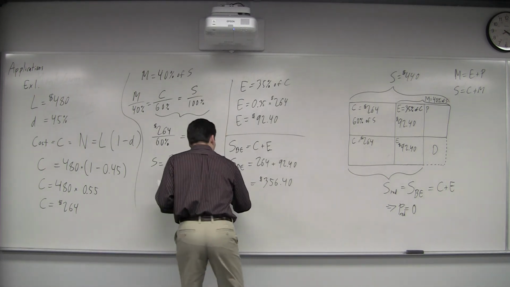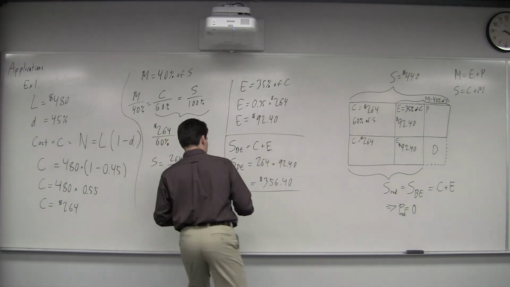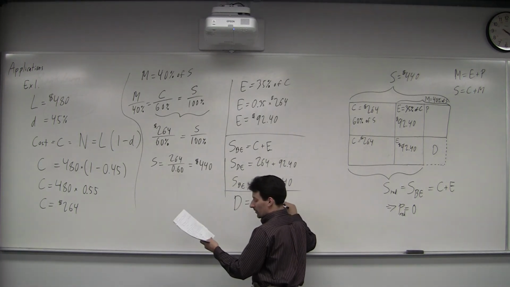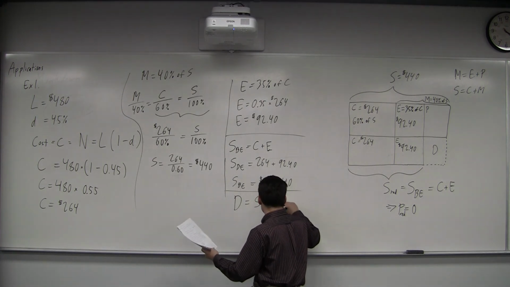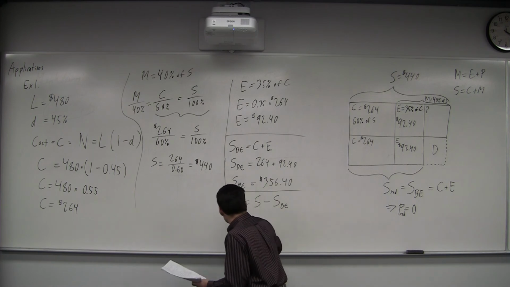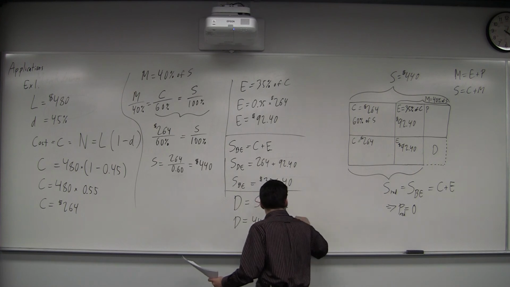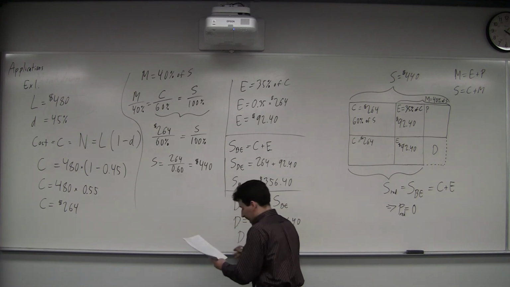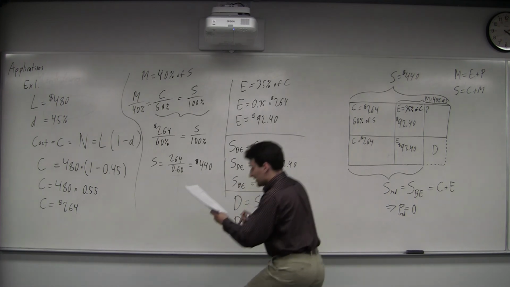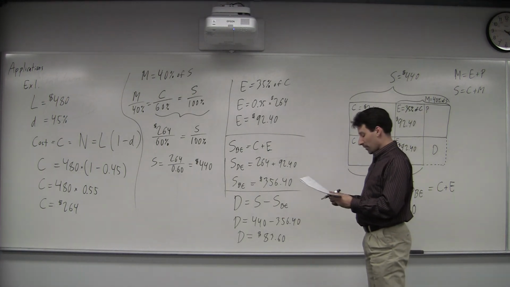Discount. So, markdown. How much did we save from the regular price of $440? So, D equals S minus SBE, the reduced selling price, the break-even selling price. That is a reduced selling price. So that's $440 minus $356.40, which means we saved $83.60. That's how much we marked it down. The customer saves it, not us, because we're the store.